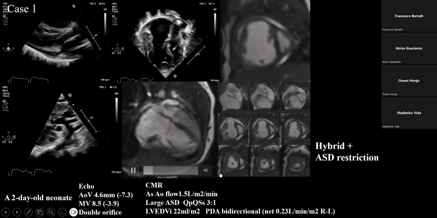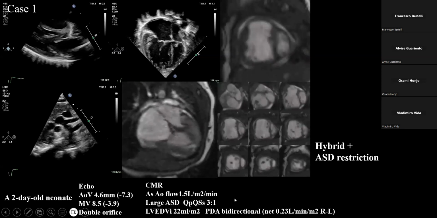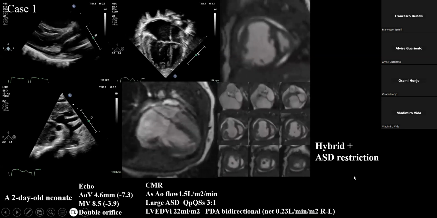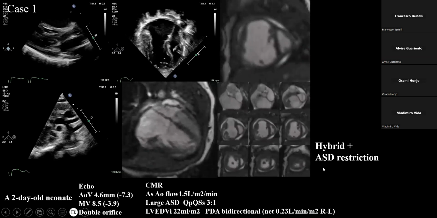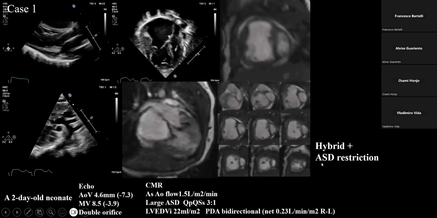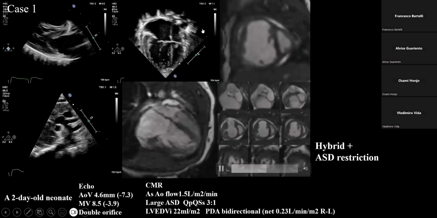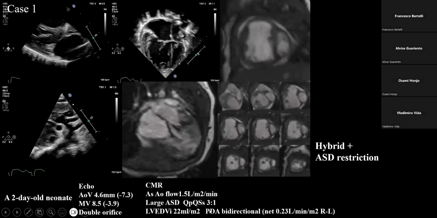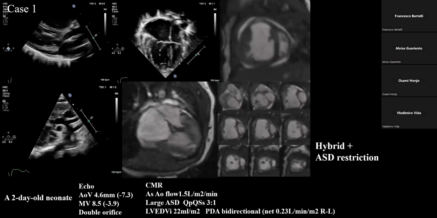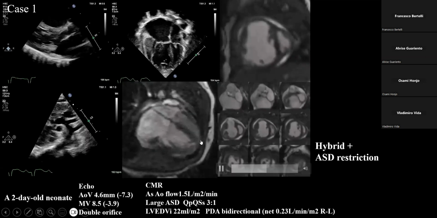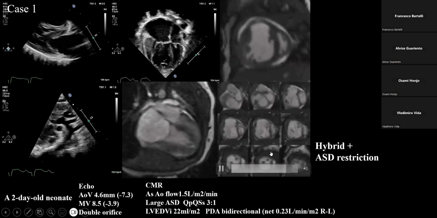So given these findings, we did the hybrid stage 1, and then also went on bypass to partially close the ASD, because if the ASD stays very large, it does not force blood flow to go into the left ventricle, and then that may hinder the left ventricle growth.